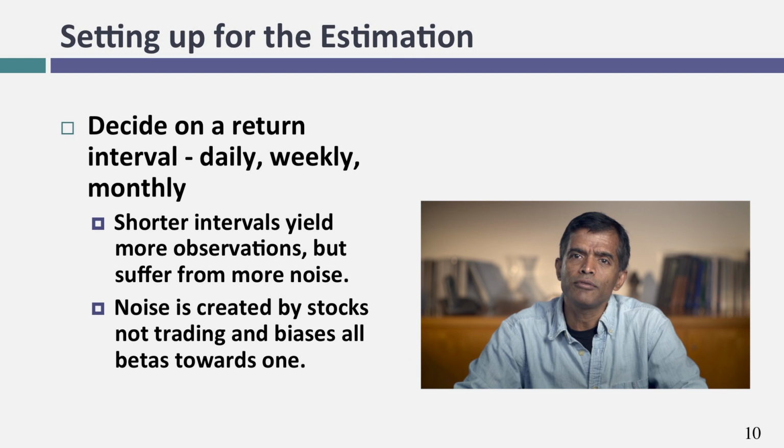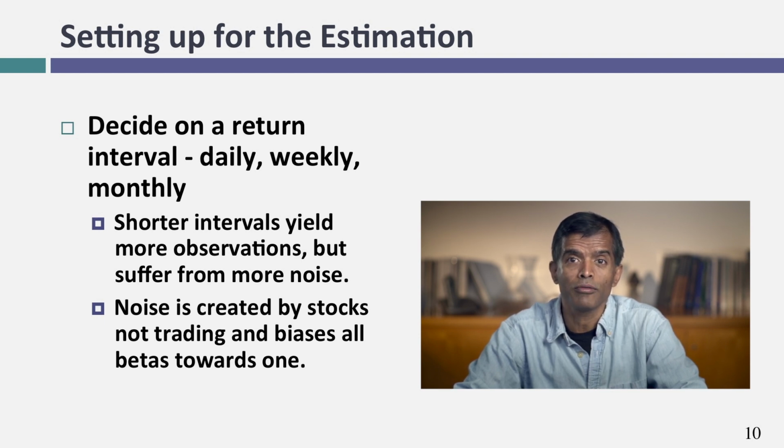The second choice you have to make once you've decided how far back to go is how you're going to slice up the data. What I mean by that is, let's say you decide to go back 5 years. You can look at 5 years of monthly returns, that's 60 months of data. You can look at 5 years of weekly returns, that's 260 weeks of data. You can look at 5 years of daily returns, that might be about 1,250 days of data. You might even break the days down into hours.